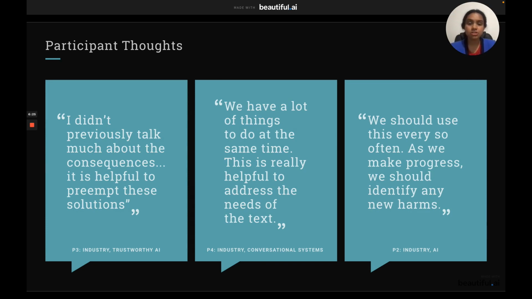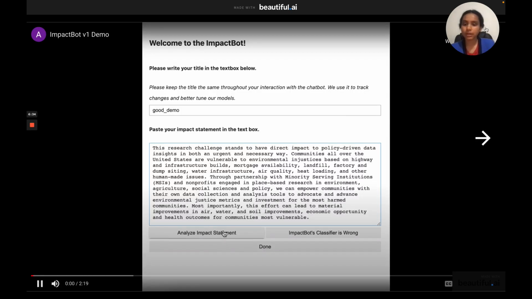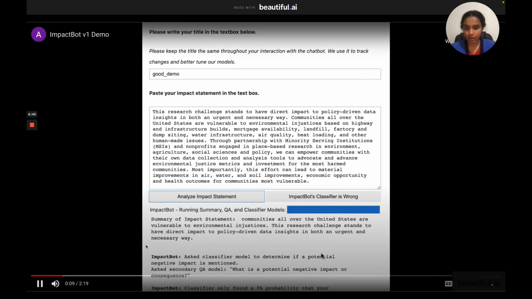That is, as they continue to make progress in research, they would want to re-enter into ImpactBot with a new impact statement and see how they can revise their research patterns. Moving forward then, I can show a quick demo in which, to start, this impact statement, you can see it loading through, doesn't actually include any negative impact use case or mitigation strategy.